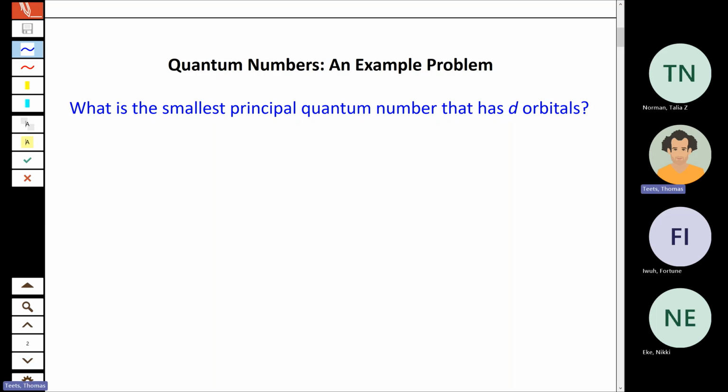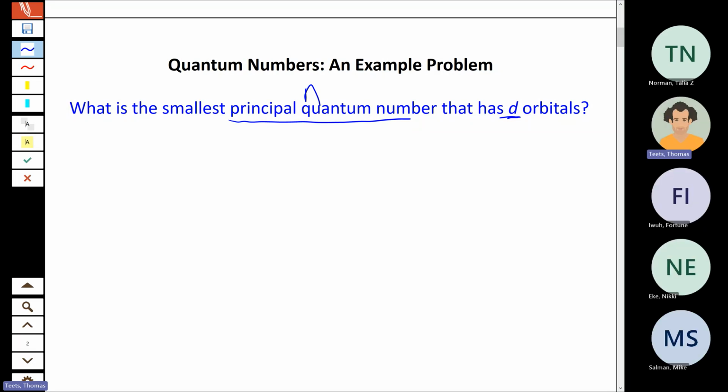The first one here: what is the smallest principal quantum number that has d orbitals? Here we're working backwards through the relationships between the different quantum numbers. We're looking for a principal quantum number, the first one, which we abbreviate as n. We want the smallest value of n in which you would have the possibility of having d orbitals. Recall that the letters that define the different types of orbitals, s, p, d, and f, refer directly to the second quantum number, which is abbreviated as l.